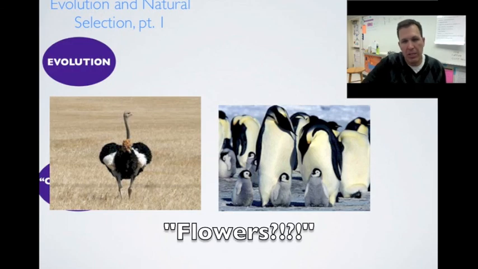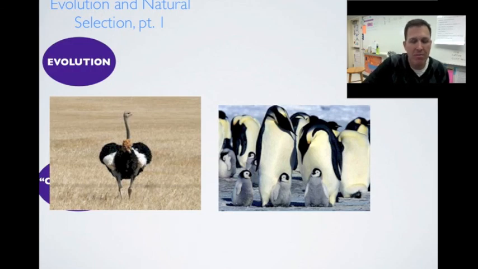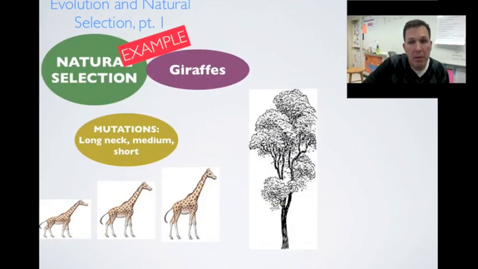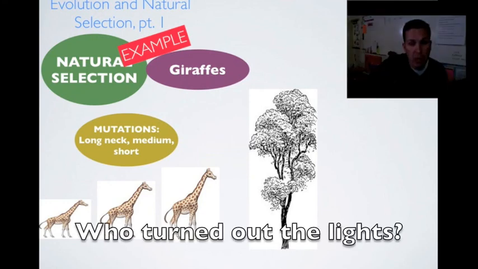Ostrich and penguins, they have flowers. So there's many mutations. There's some long neck, medium, and short neck giraffes.